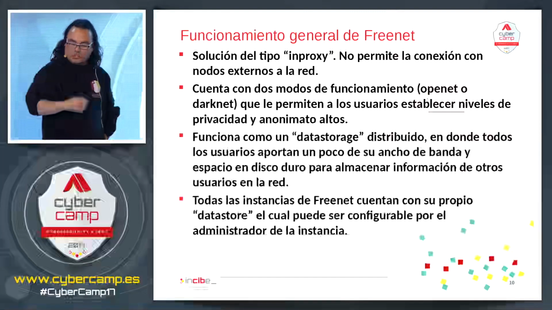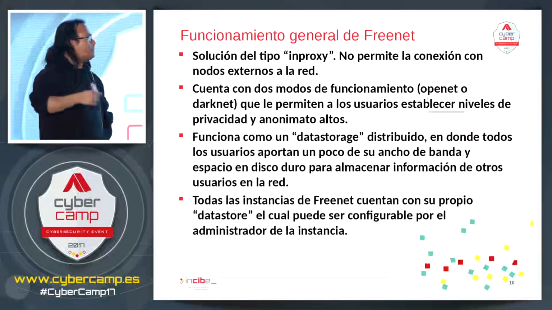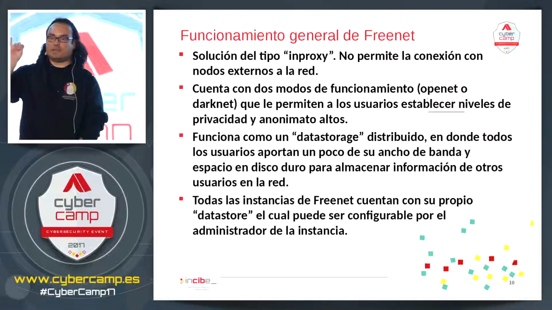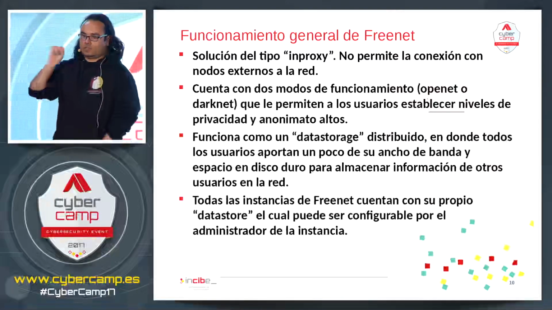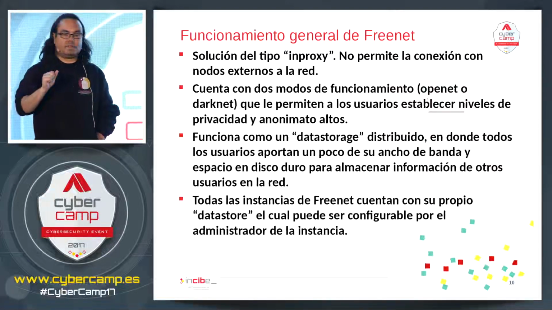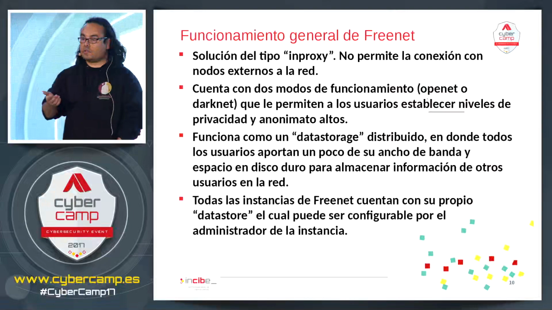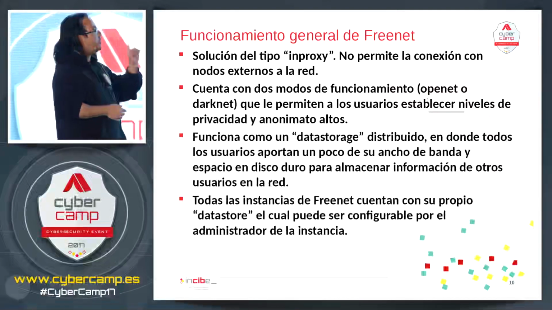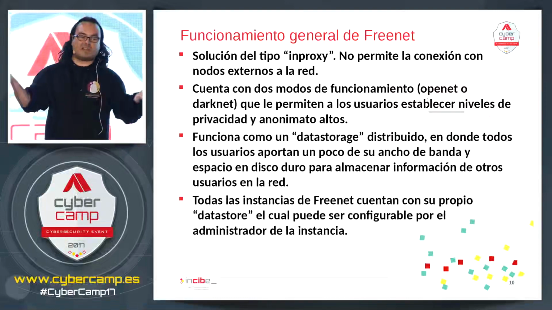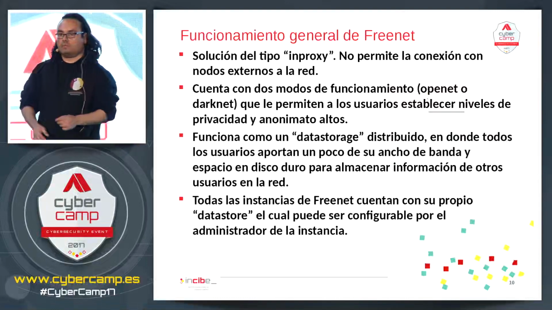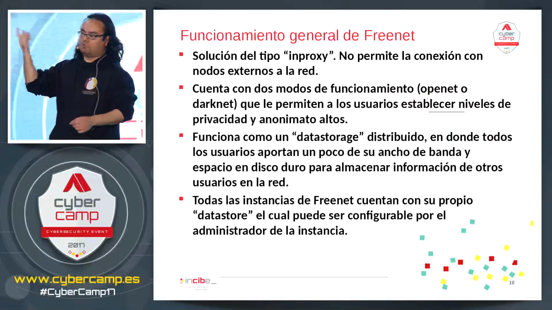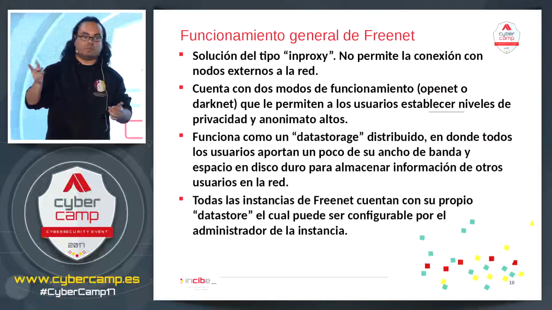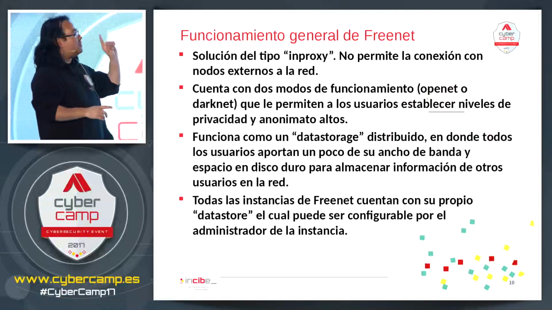This is a proxy solution. In this case, a connection with external nodes to the network is not allowed. There's two operating modes, the OpenNet and DarkNet mode. This is interesting in the case of Freenet. When we set up Freenet and we start playing around with it, we always work in the OpenNet mode. We connect to any repeater in the net, and we can use them in order to take a look at keys inside the network.